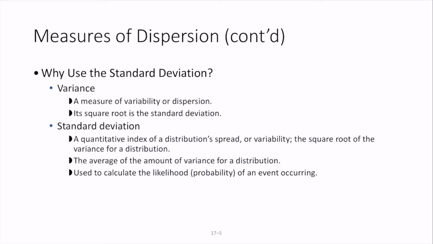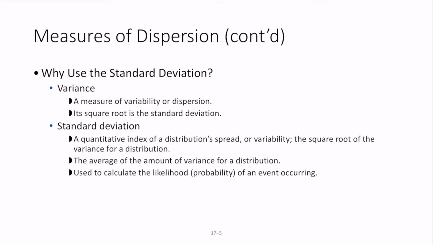Now, when we're looking also at measures of dispersion, we also have to look at the standard deviation. A standard deviation really is the measurement of how far off from the mean you are. And they give you some examples here. Variance is a measure of variability or dispersion. Its square root is the standard deviation, and we'll take a look at all of that a little bit later on.